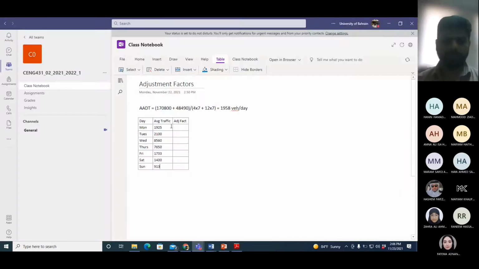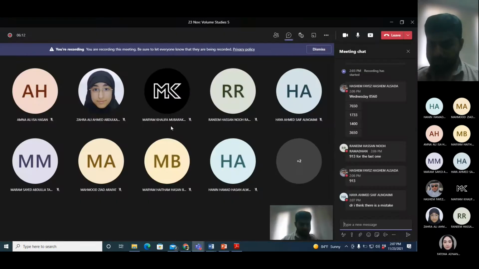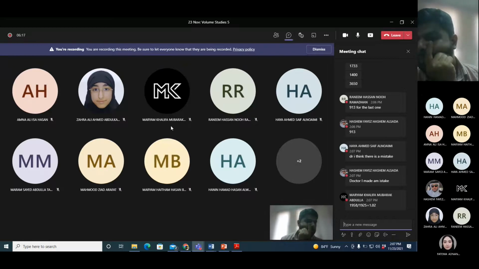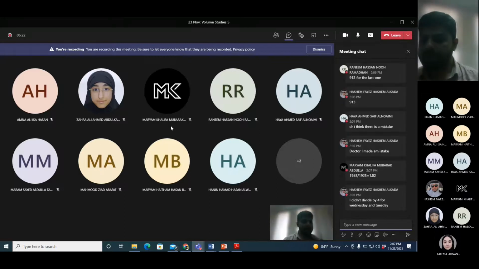Okay, thank you. Now the adjustment factor. How do we calculate the adjustment factor? Tell me. I have AADT and I have the average traffic of every day. What should I do to calculate the adjustment factor? How do I calculate the adjustment factor of Monday, for example? Okay, Mariam, you are correct. This is how we calculate the adjustment factor. Okay, divide it.